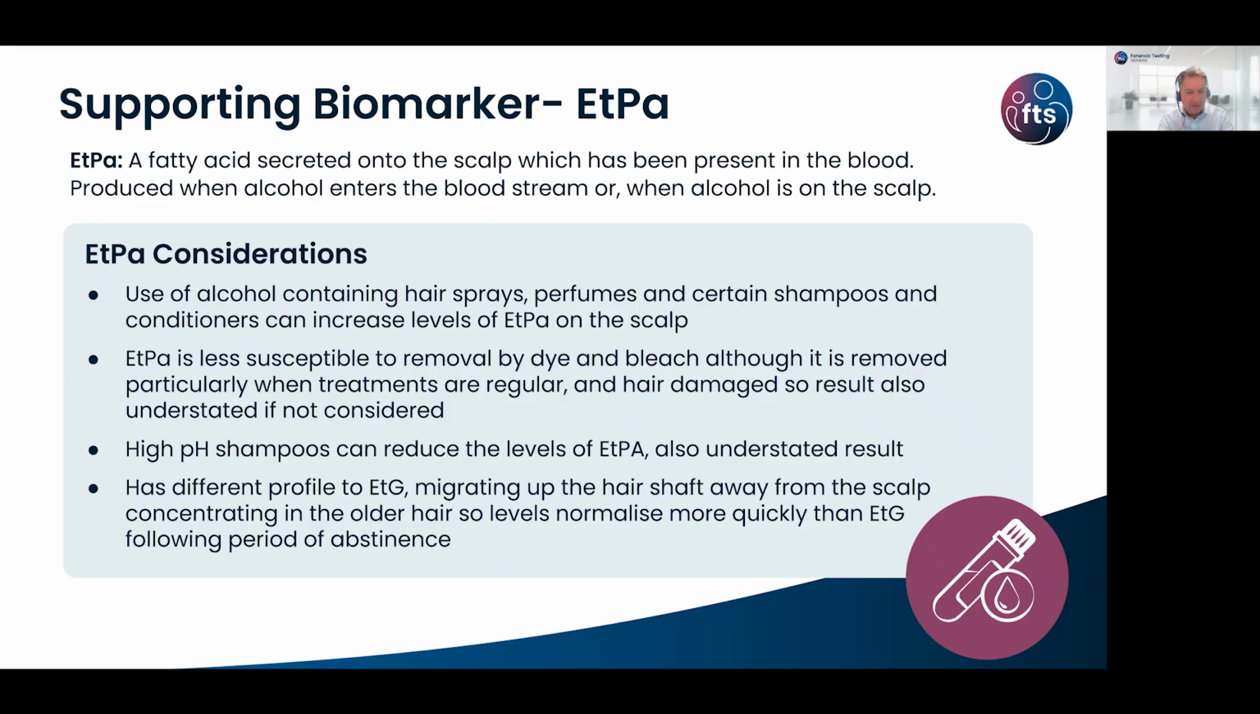There's a different profile to ETG as well. The way it sits on hair is different. So again, labs need to understand this, and you need to have a bit of an understanding of how PEth works. It migrates up the hair shaft away from the scalp, so concentrating in older hair. So levels normalize more quickly than ETG following a period of abstinence. So if somebody stops completely, then you will find that the hair closest to the scalp should have little or no PEth present whatsoever because it will have migrated down to the end of the hair follicle.